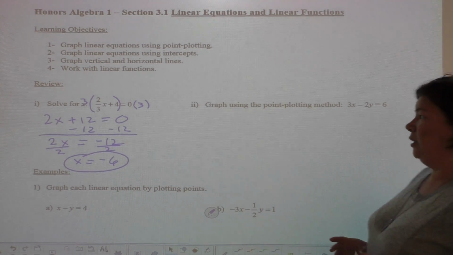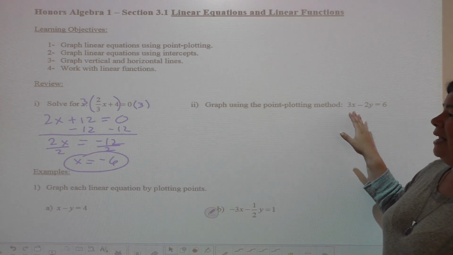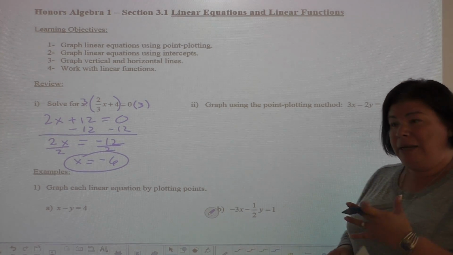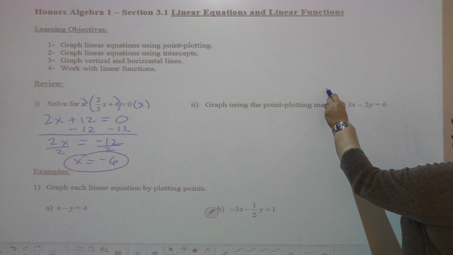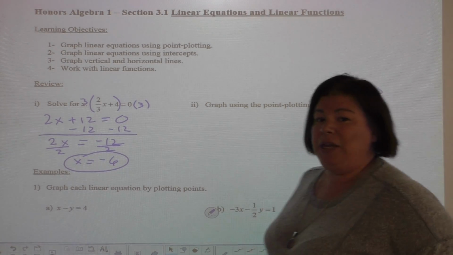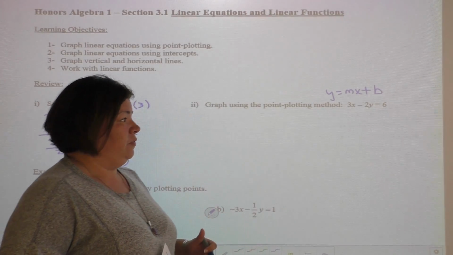When you come back to join us, hopefully you realize that if we're going to plot by using a point plotting method, we want to put this in slope and intercept form first. y equals mx plus b is probably the easiest way to do this first.